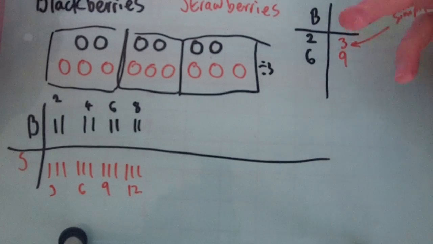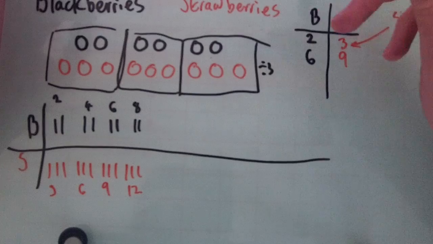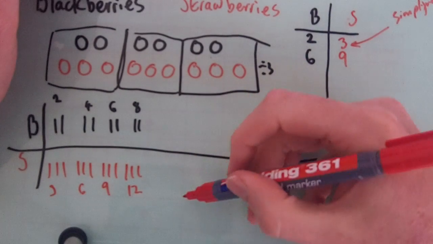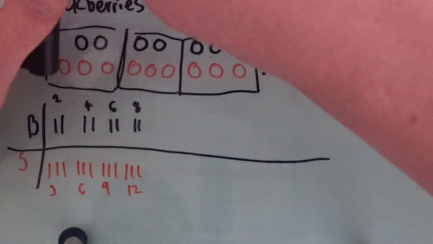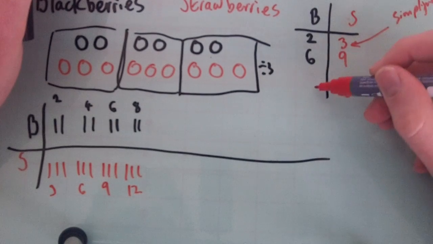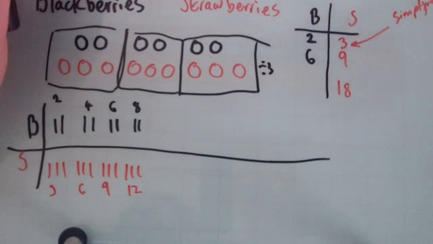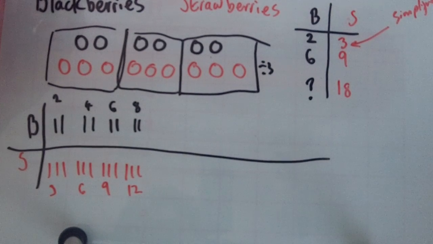Okay, the types of questions you might have is you might be given a ratio of blackberries to strawberries, so you might be told that the ratio of blackberries to strawberries is 6 to 9. How many blackberries would there be if you had 18 strawberries? Okay, so the question is here, using this column here, we want to know how many blackberries you'd have if you got 18 strawberries.